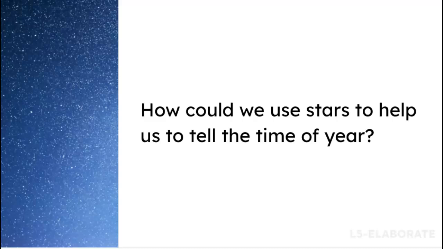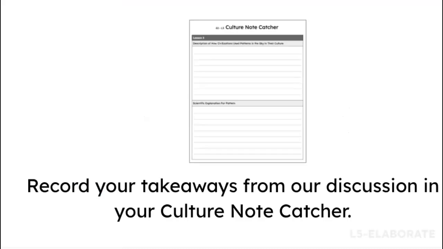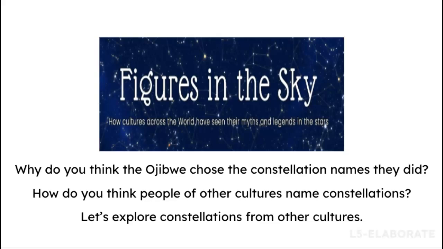For the Elaborate portion, you'll ask students how they could use stars to help them tell the time of year. Next, you'll share and discuss images and videos about how the Ojibwe connect with the sky, using the questions in the notes. You'll have them record their takeaways in their Culture Note Catcher student journal page. You'll go to the Figures in the Sky website and share with students that this site shows the constellations different cultures made with the same star.